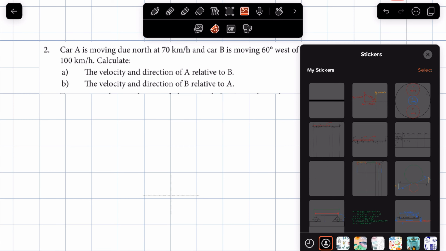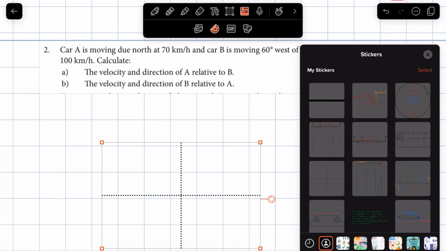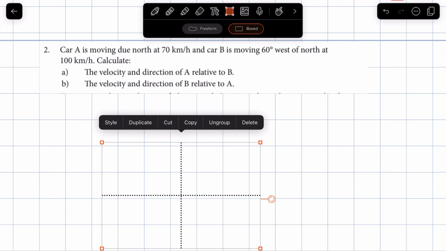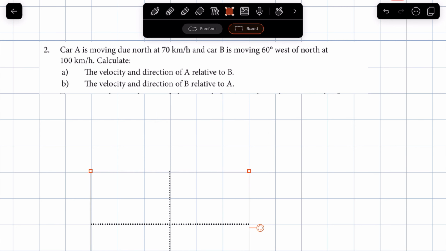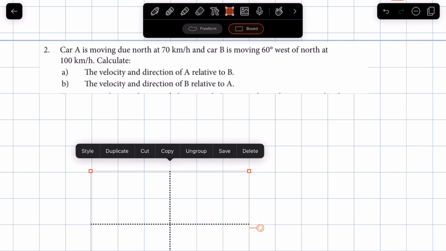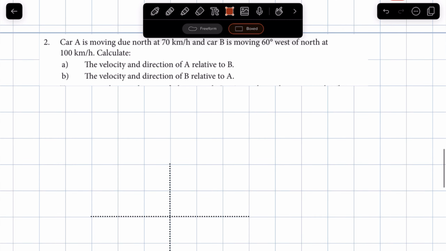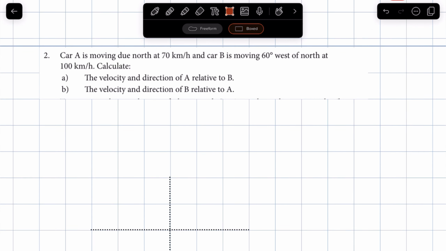Now remember, this is relative velocity for objects in non-parallel lines. So we have to draw a Cartesian plane, right? And then represent the vectors that have been given on the Cartesian plane. Again, when using the parallelogram method, the velocity of the object or the direction thereof, we are going to draw exactly how it's been given in the statement.